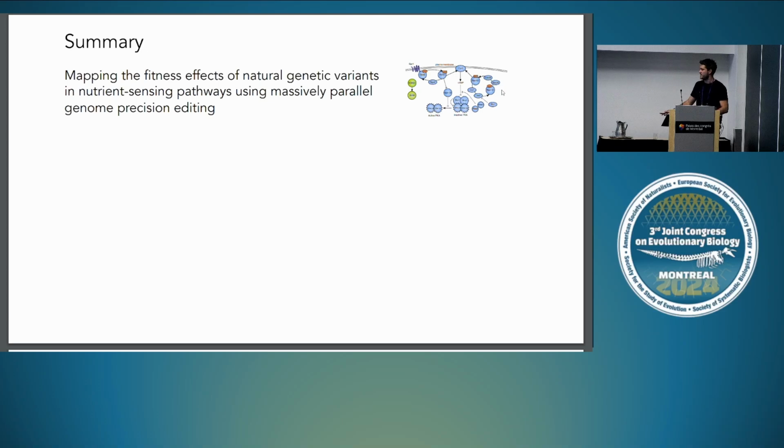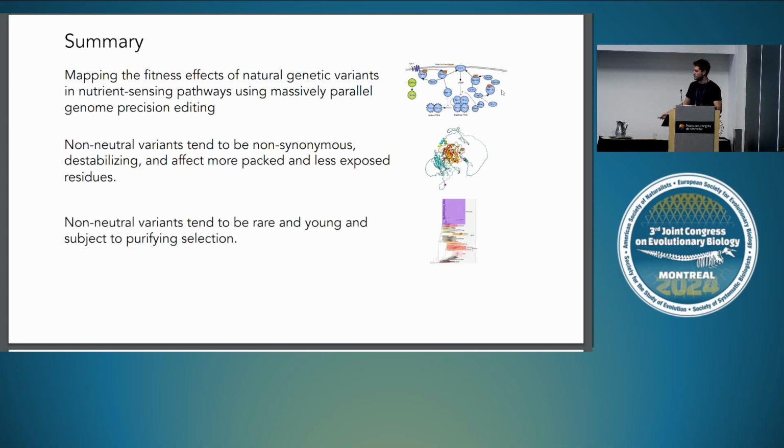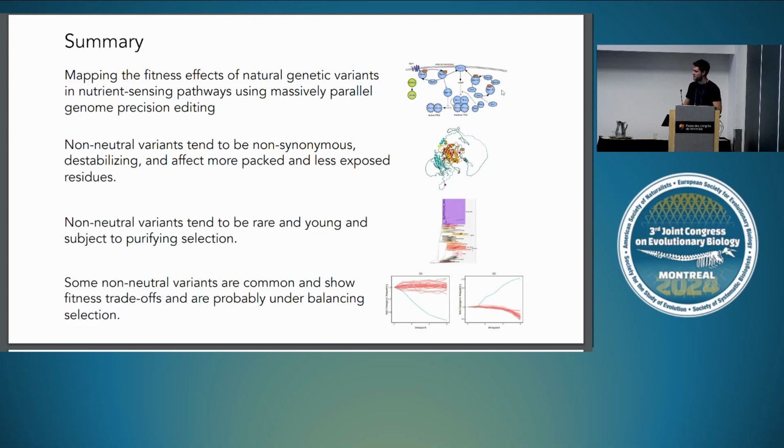So just to summarize, I showed you how we can use these high throughput precision genome editing methods to study tens of thousands of genetic variants in full biological pathways. And in particular, in the pathways I study, we find that the small fraction of non-neutral variants tend to be non-synonymous, to affect important protein properties, and be deleterious and at low frequency, but there is still a substantial fraction of variants at high frequency that show fitness trade-offs.